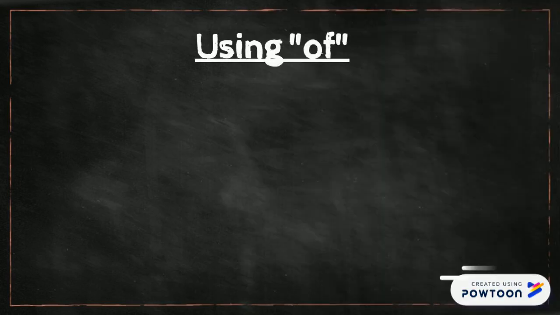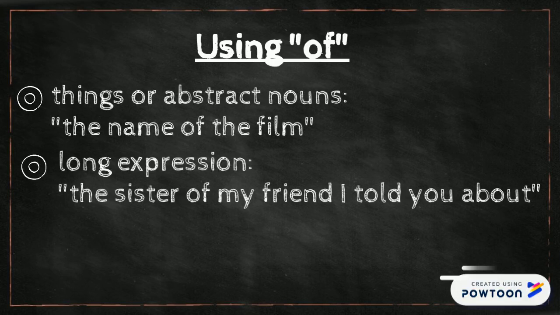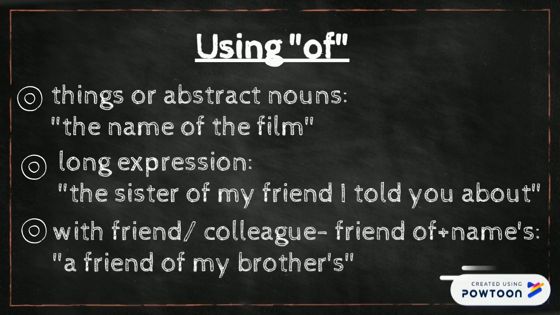We normally use an of phrase and not apostrophe S with things or abstract nouns. We tend to use of and not apostrophe S to express possession with a long phrase. With the words friend, colleague and so on, we often say friend of, the name and apostrophe S.